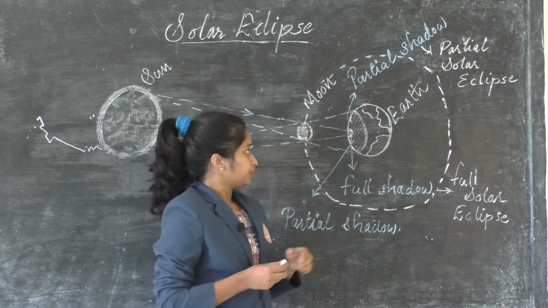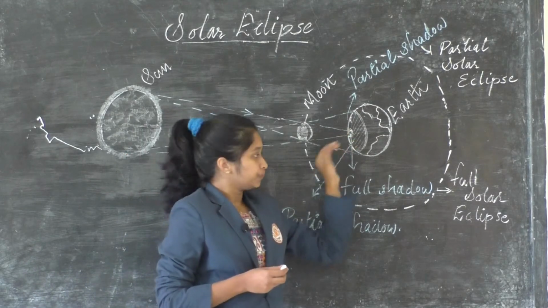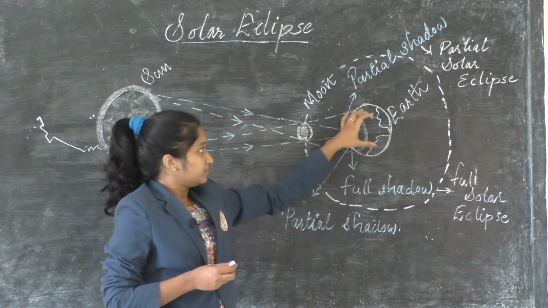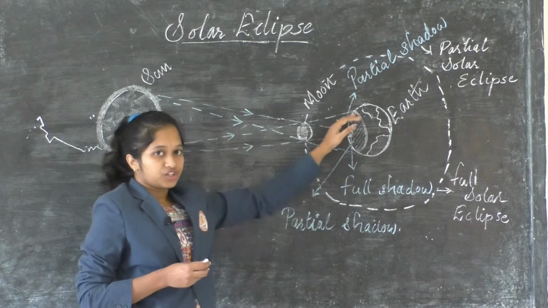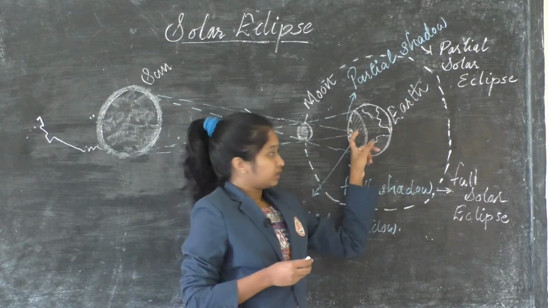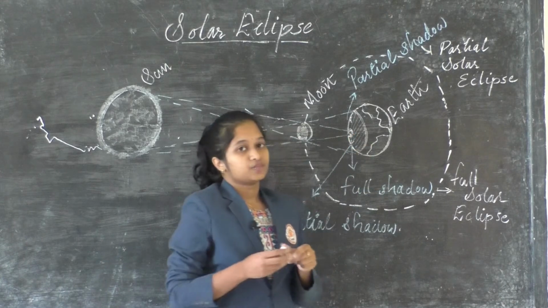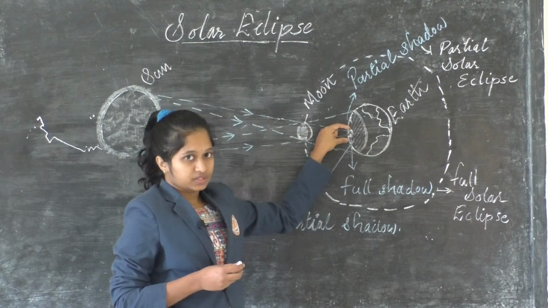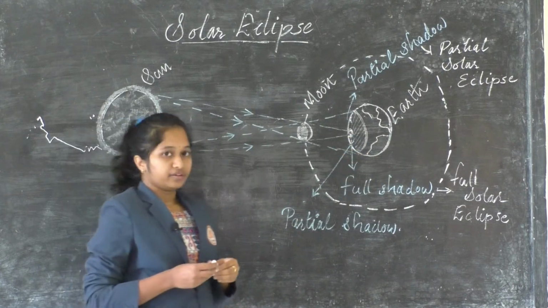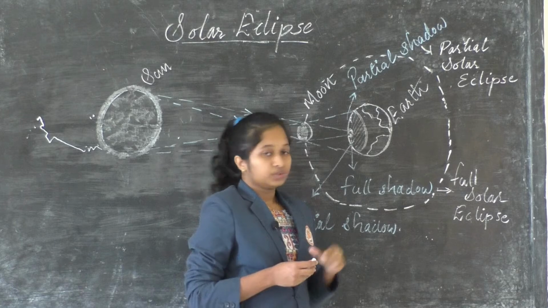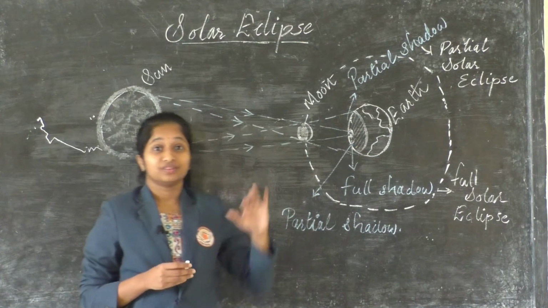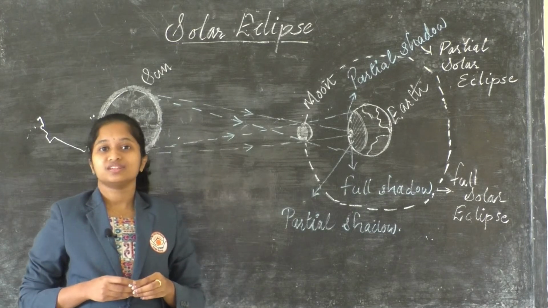And if you observe, in this area, the full shadow of the moon falls. And in this area, only the partial shadow falls. So, the people in this particular area experience full solar eclipse. And in this area, people experience partial solar eclipse. So, this entire phenomenon is called as solar eclipse. This phenomenon occurs once in 18 months.